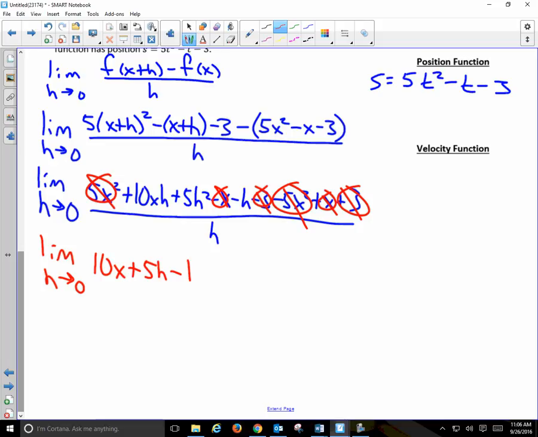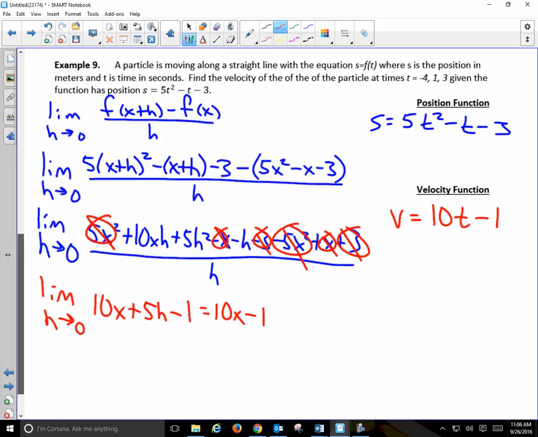Are you now allowed to plug in 0? If you plug in 0, you get 10x minus 1. So in other words, our velocity function is equal to 10t minus 1. You plug the 0 in for h. The rest of the expression stays what it is. So this is really good news, because now, instead of having to do this 3 times, the question says, what is my velocity at these given times? I want to know the velocity at time negative 4, so I'm going to plug negative 4 in. Negative 4 times 10 is negative 40, minus 1 is negative 41.